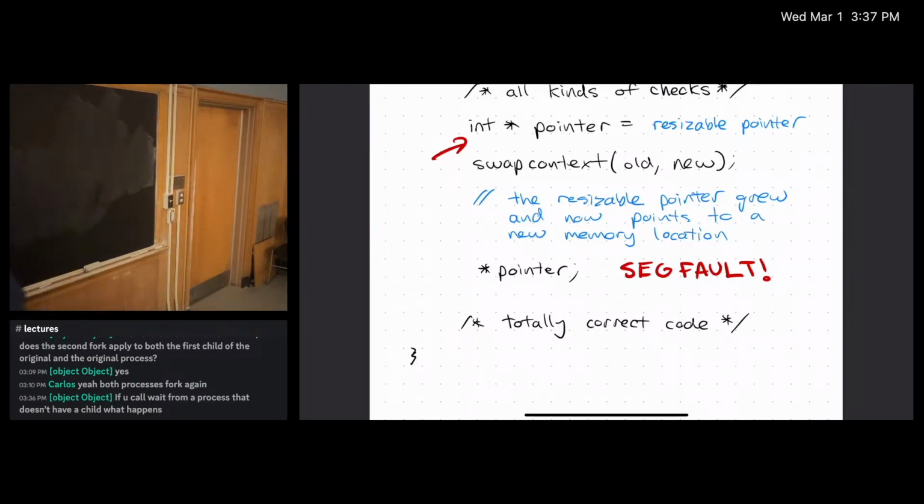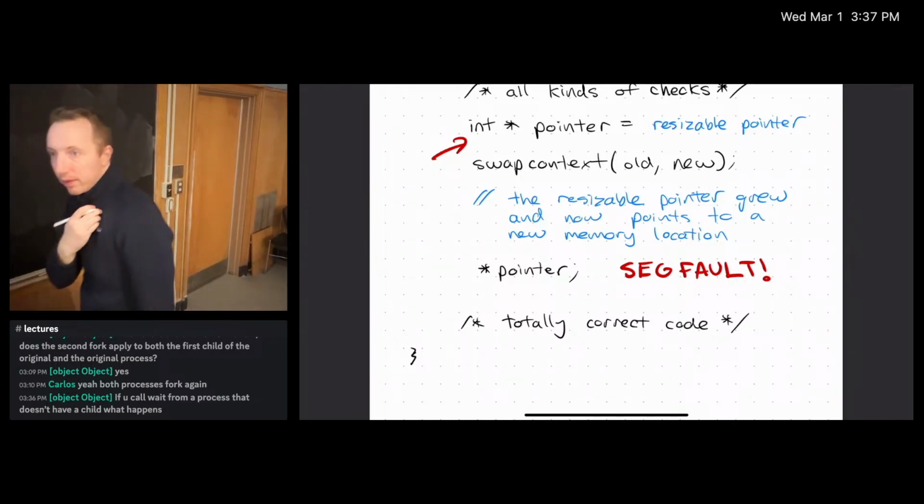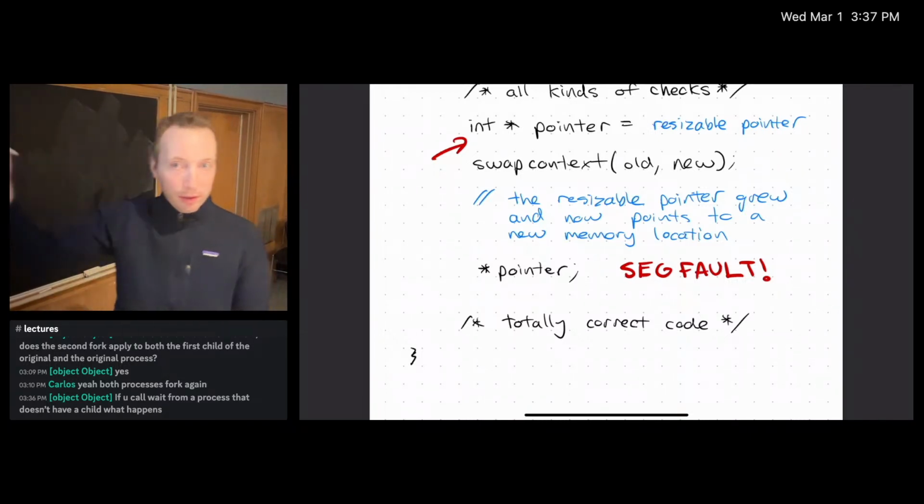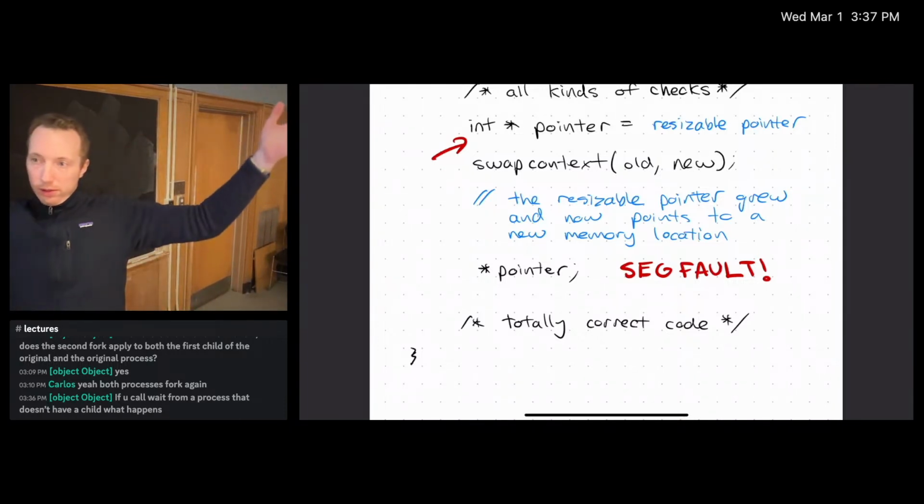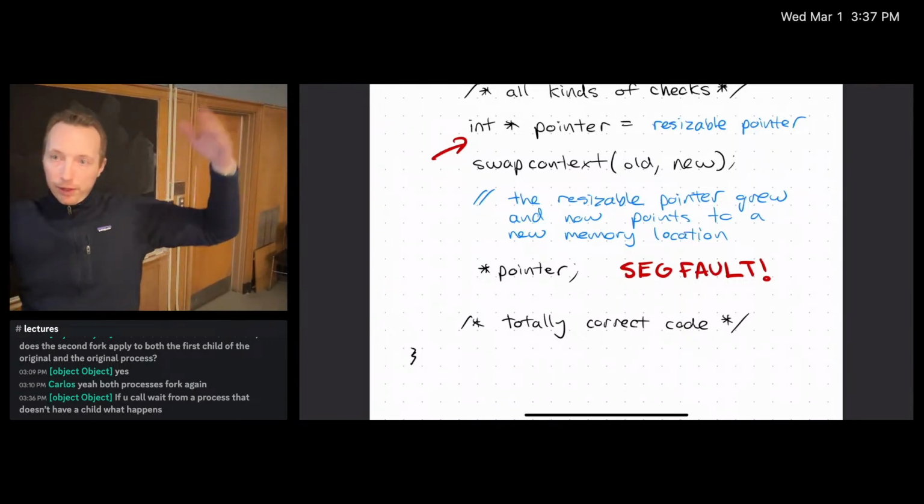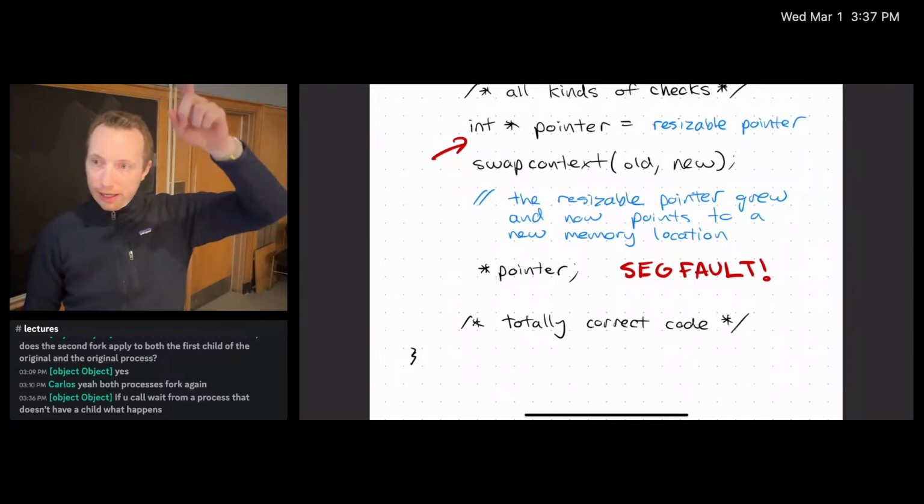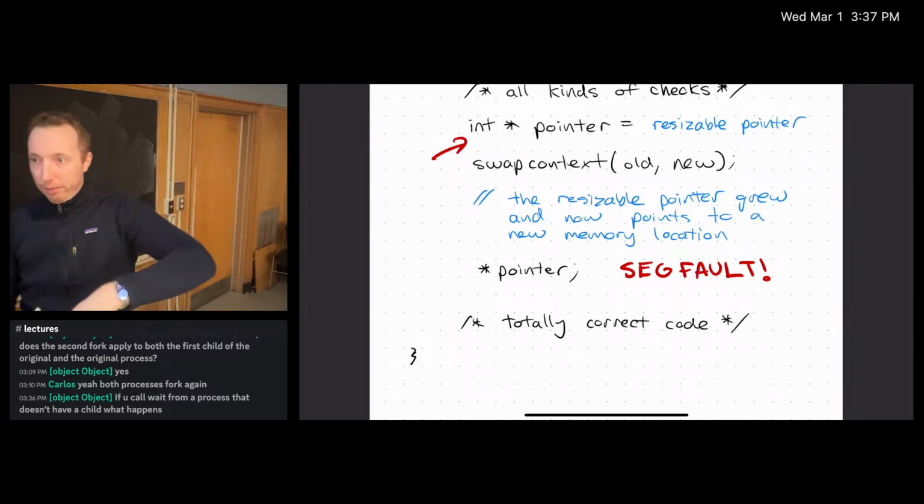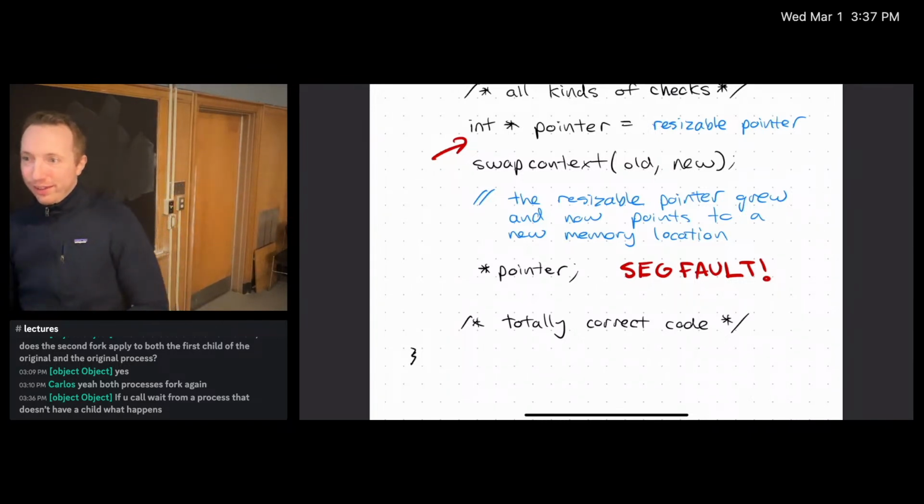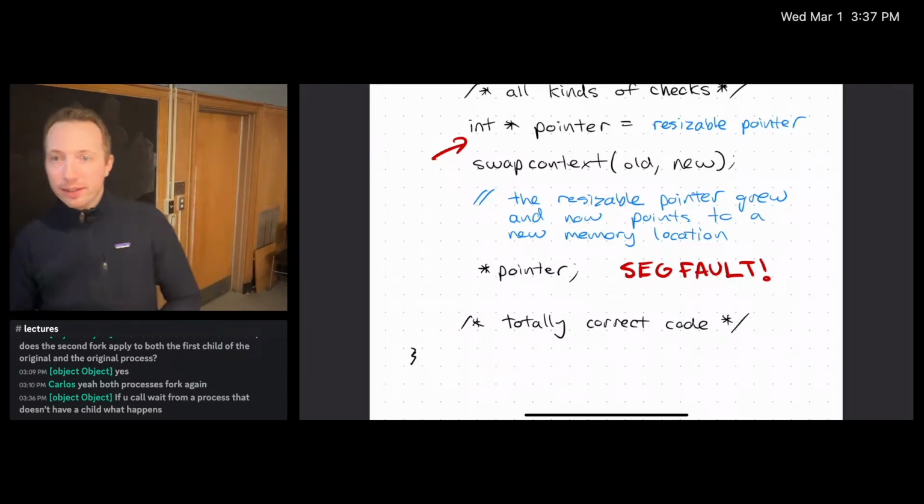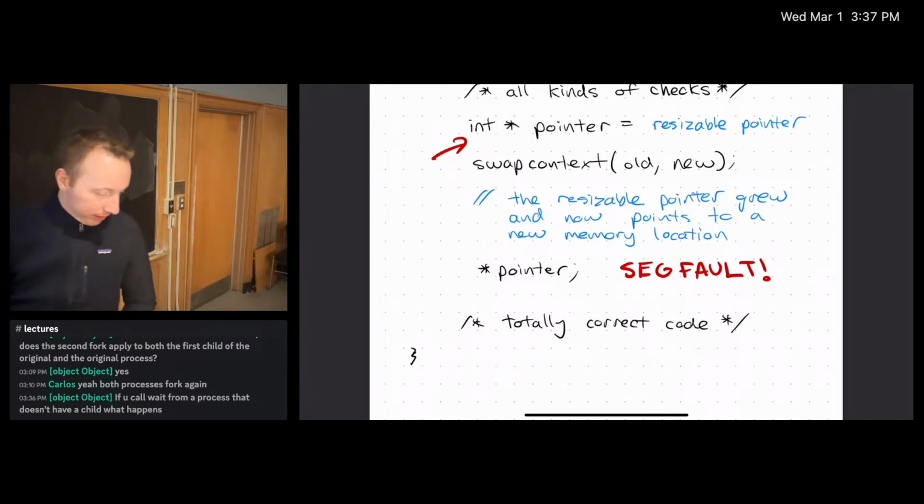Does that mean the resizable pointer was a global variable? Yeah. So in this case, I had a global variable that basically pointed at my dynamically allocated thing, and it moved between these. So, what do you mean by resize the array?